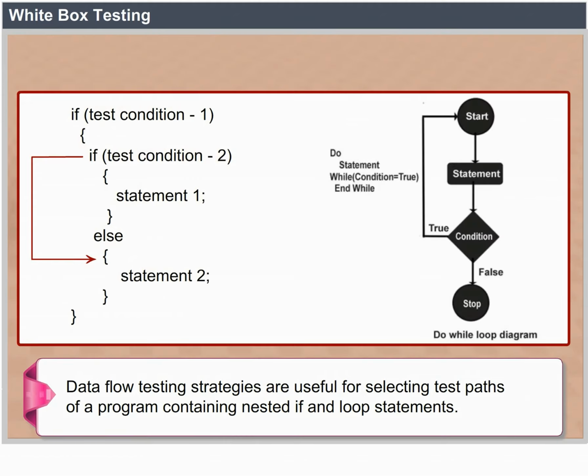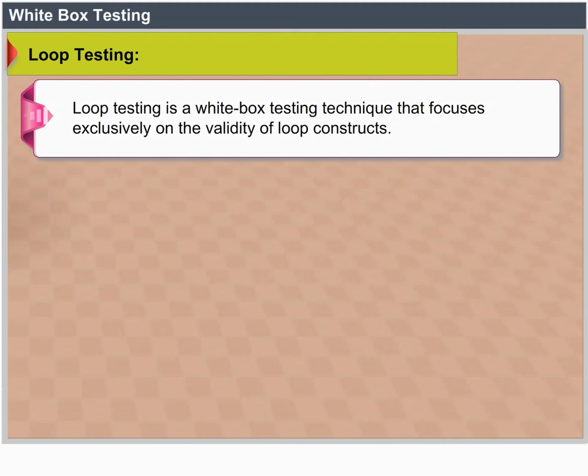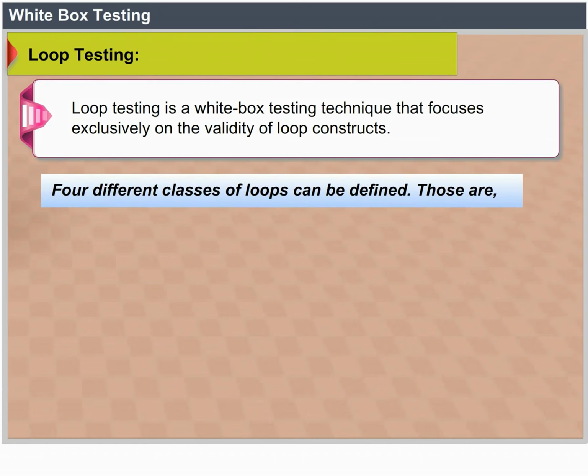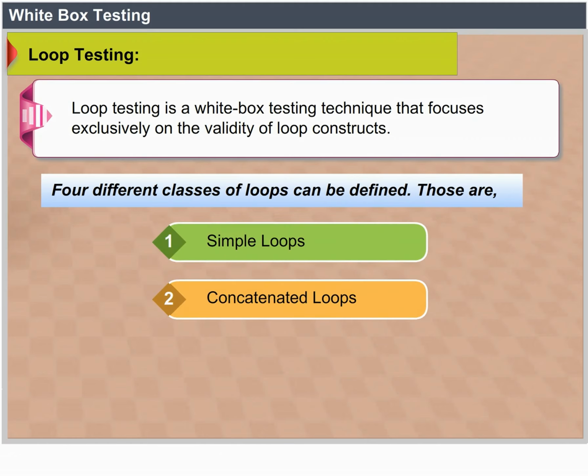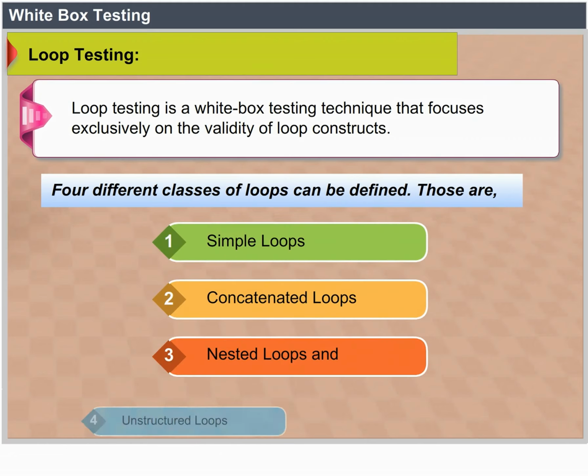Loop testing. Loop testing is a white box testing technique that focuses exclusively on the validity of loop constructs. 4 different classes of loops can be defined: simple loops, concatenated loops, nested loops, and unstructured loops.